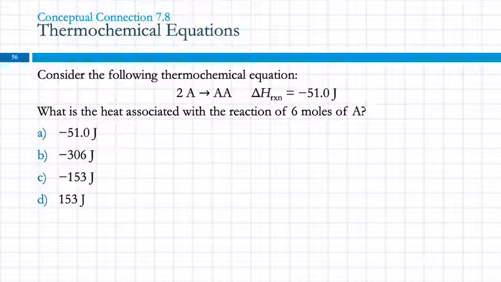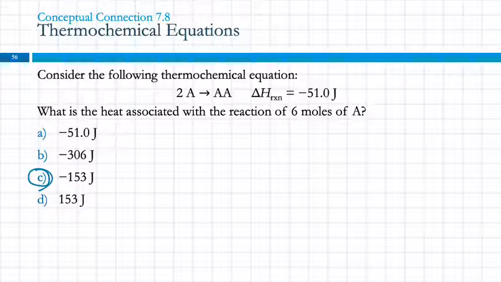And we don't really need a calculator here. 3 times negative 51 is still going to be a negative number. And so it must be C. Because this is the amount for 2 moles. And this is the amount for, that would be 12 moles. So that is the thinking about it way.